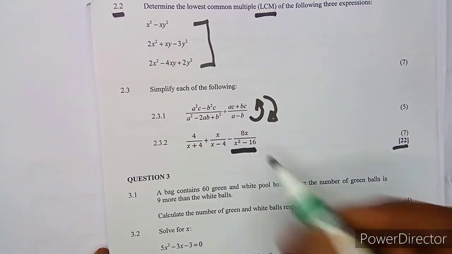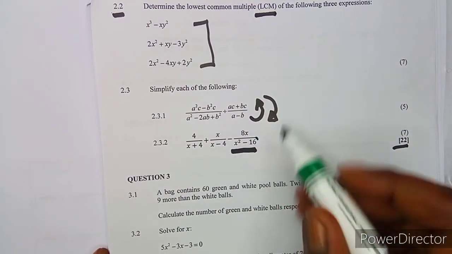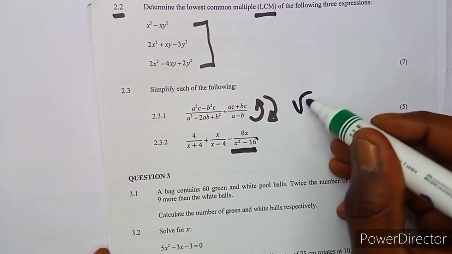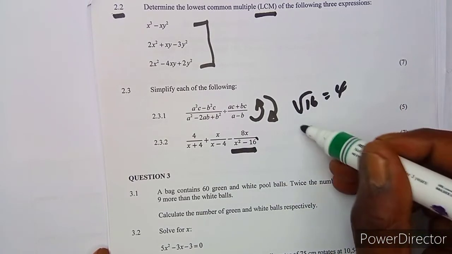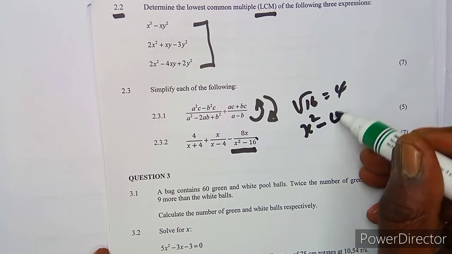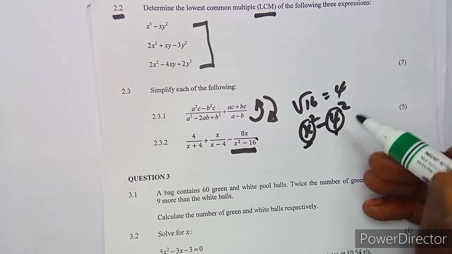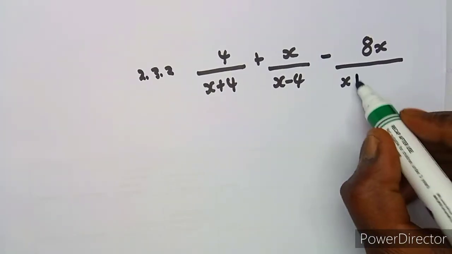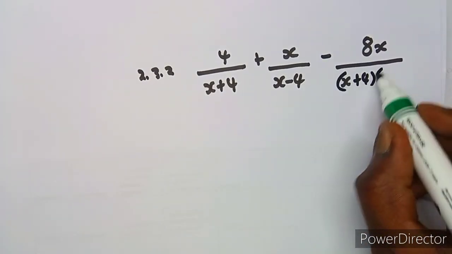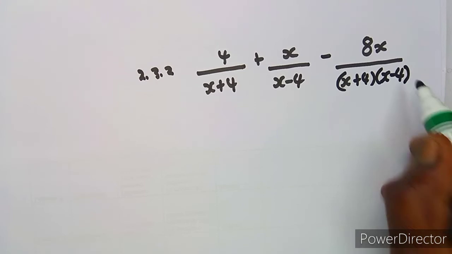Okay, so there we have got x squared minus 16. So you know that this is difference of two squares, because the square root of 16 is 4. So this can be written as x squared minus 4 squared. So remember, we've got x and 4, so it's x plus 4, x minus 4. So you're going to have x plus 4 into x minus 4 like this. All right.